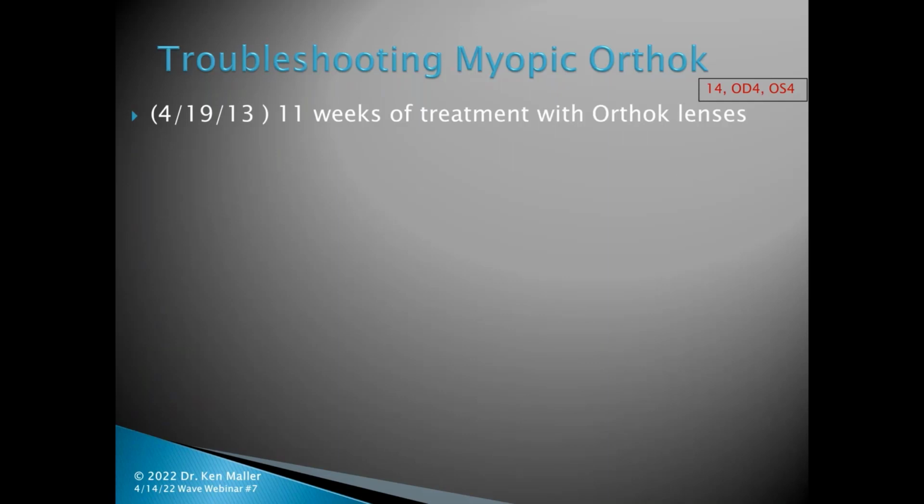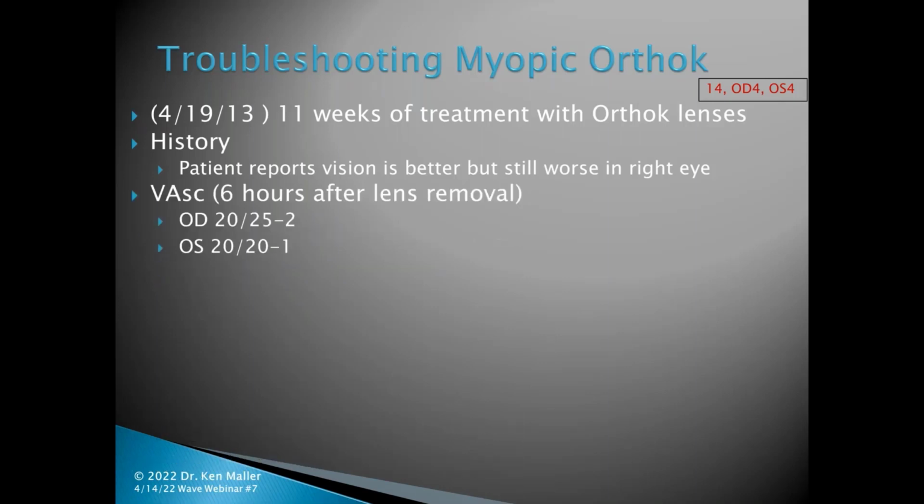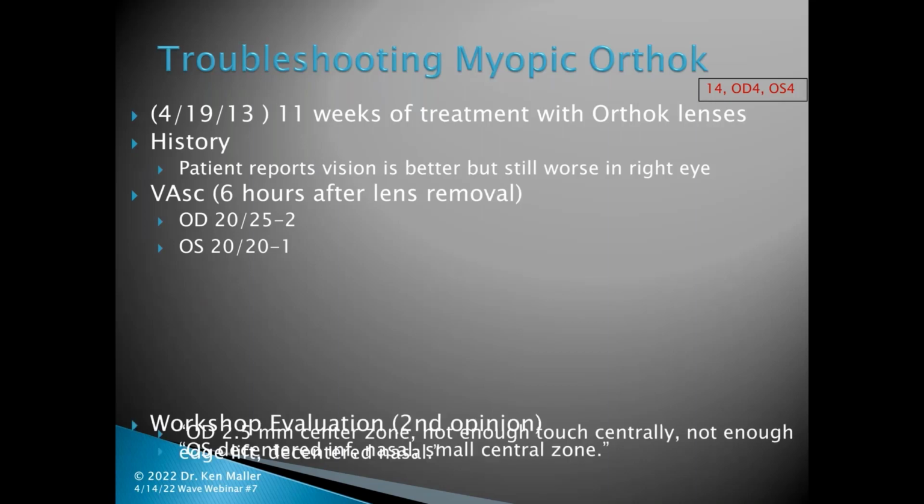Okay, so at the 14th visit, he's on the fourth right and fourth left lens. He's been 11 weeks into treatment with Ortho-K. And he does report that the vision is better, but still worse in the right eye than the left. This is the first time we've actually seen uncorrected acuities somewhere close to where we're trying to actually get to. He's 20/25 minus in the right and 20/20 in the left, 6 hours after the lens removal.